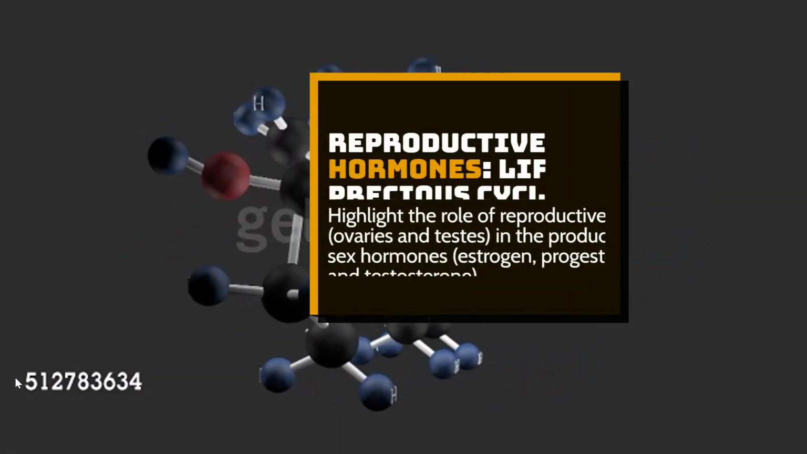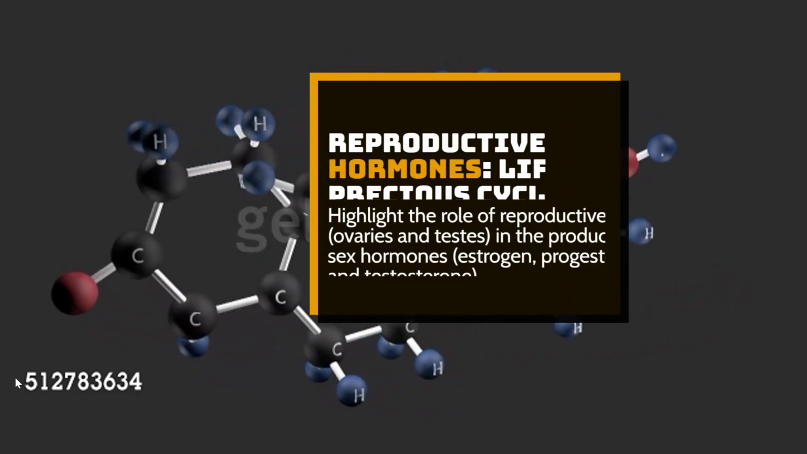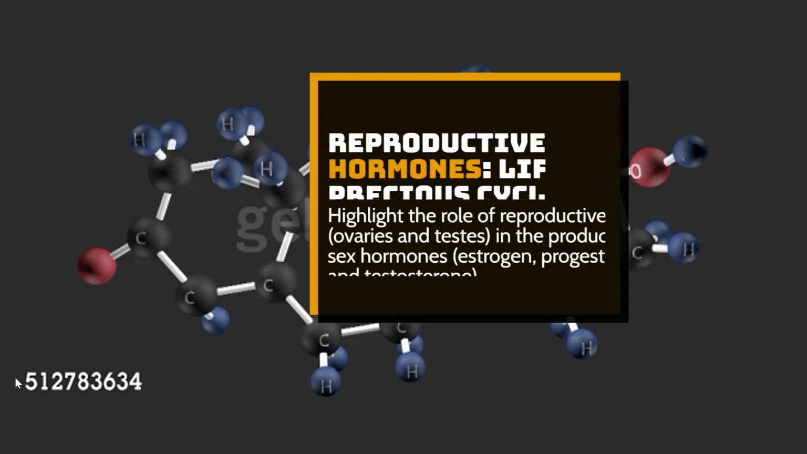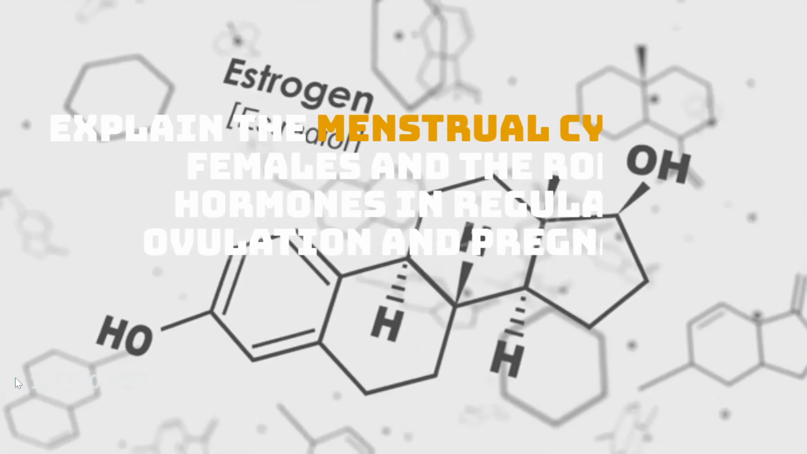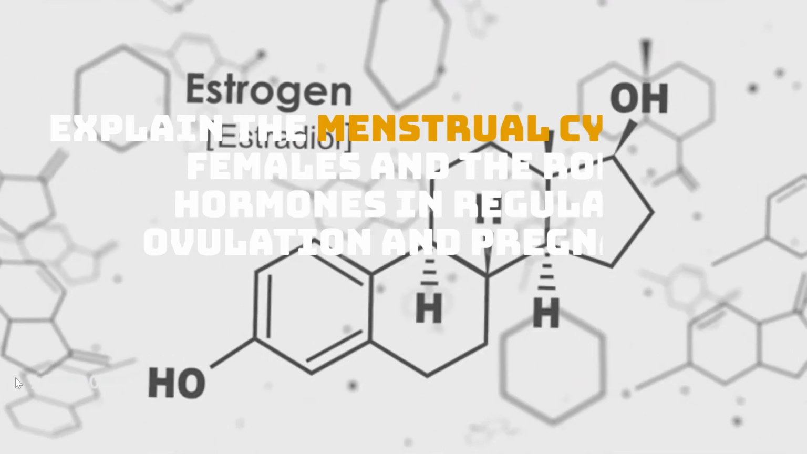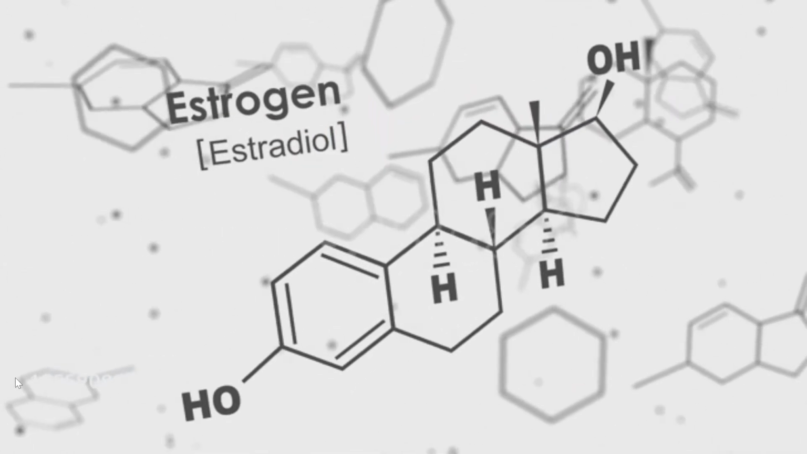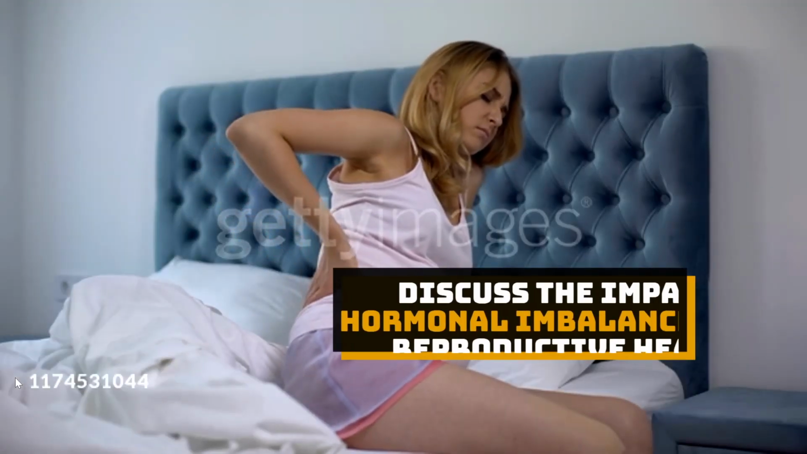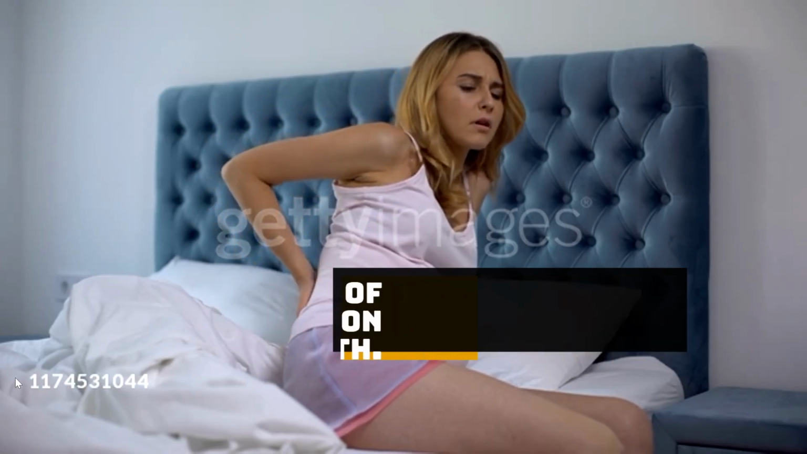Reproductive hormones, life's precious cycle. Highlight the role of reproductive glands, ovaries and testes, in the production of sex hormones: estrogen, progesterone, and testosterone. Explain the menstrual cycle in females and the role of hormones in regulating ovulation and pregnancy. Discuss the impact of hormonal imbalances on reproductive health.